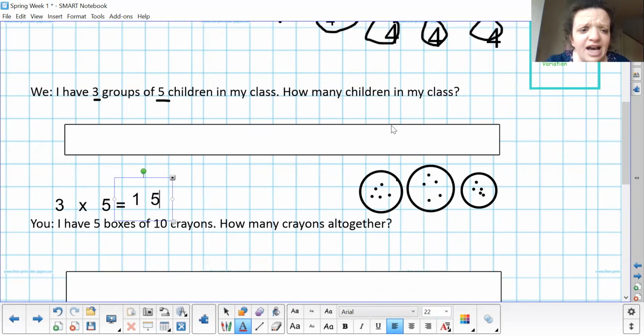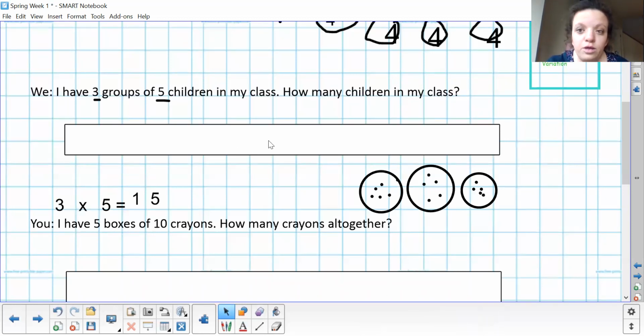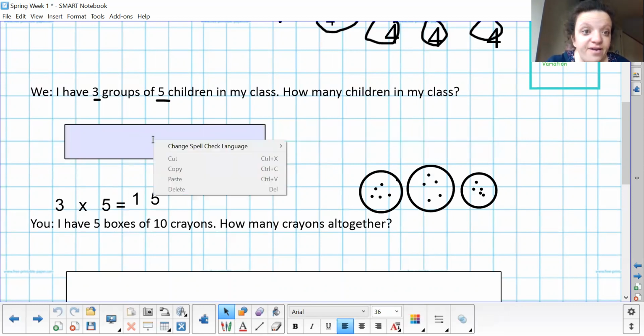Okay, now we're going to have a little go at making our part whole. So our total for our part whole is going to be, keep it smaller, 15.